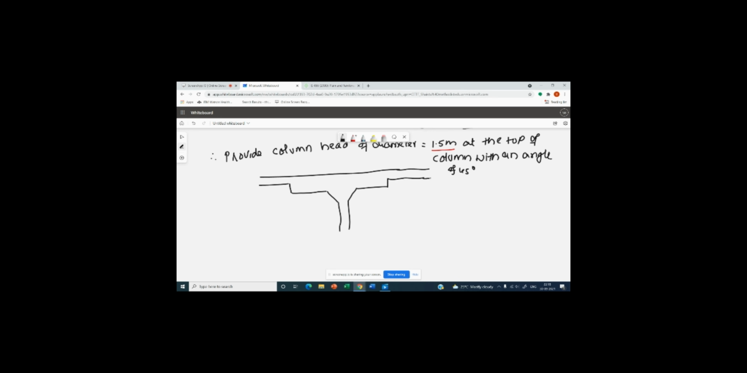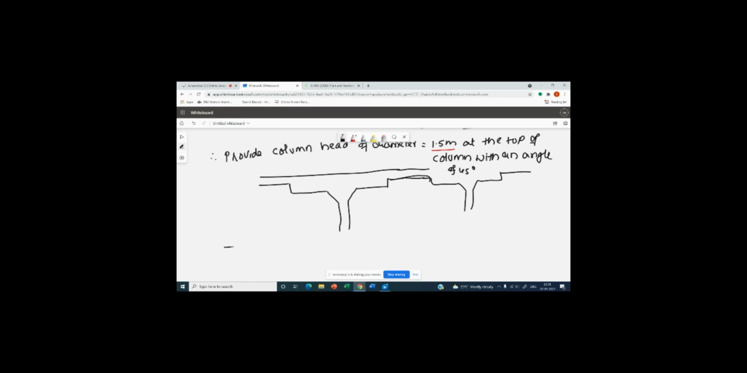Again after some part, again you'll have a drop, and then the column head. Then this drop will continue according to the size we have just fixed, and it will continue like this. So this is how the column has been flared up to 1.5 meters. That is, the diameter of the column at the top is 1.5 meters.